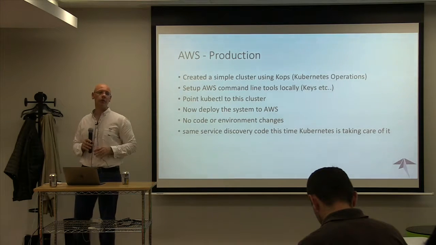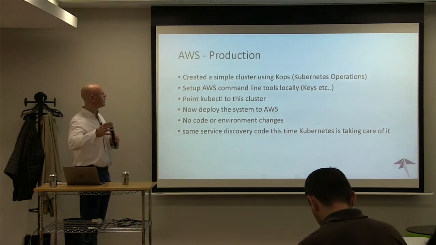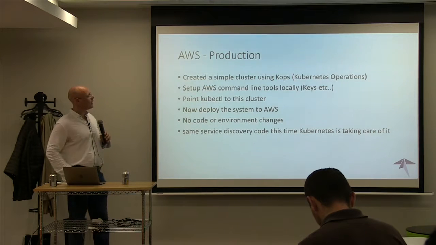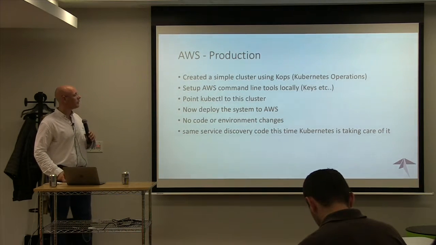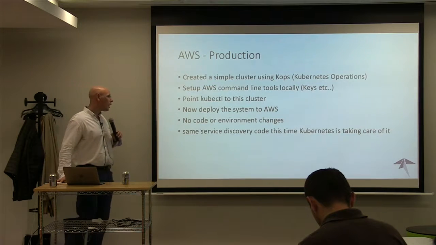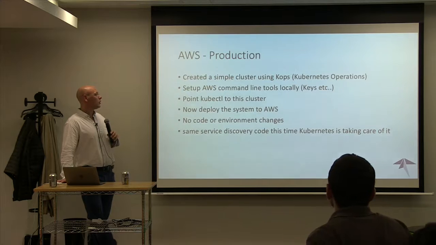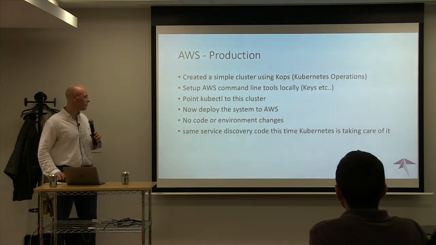And that's the reason for using the managed or hosted system. But in this case, I've got a little cluster I built in KOPS. You need to set up your AWS command line tools. If you're familiar with AWS, it's quite straightforward to do. It involves a bit of Python and bits and pieces, but it's straightforward enough. And then you point kube control to that cluster, and then you can start pushing your containers into AWS. So it's running on top of your EC2 infrastructure.